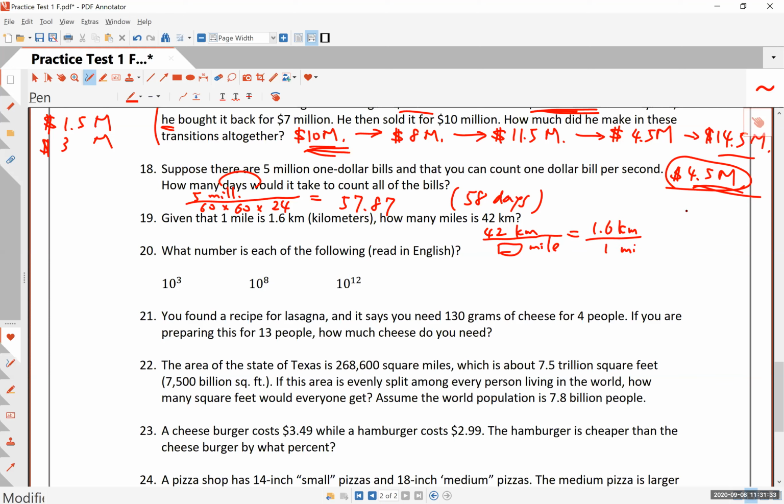So the answer is going to be this times this divided by that. So 42 times 1 divided by 1.6. And that's going to give you the answer of 26.25 miles. And so it turns out the answer is going to be just 42 divided by 1.6. And that will give you the answer.